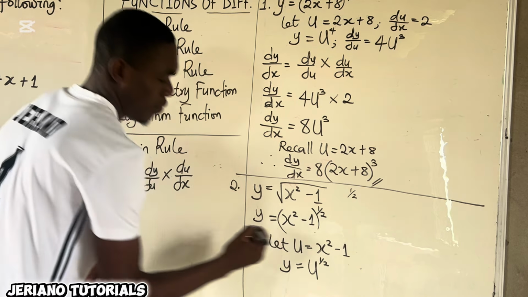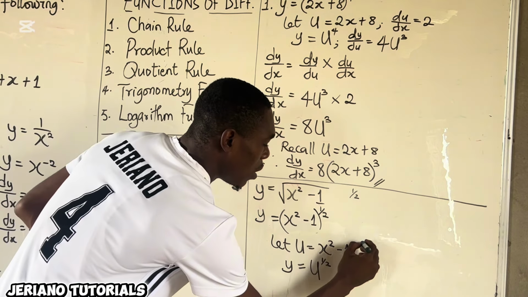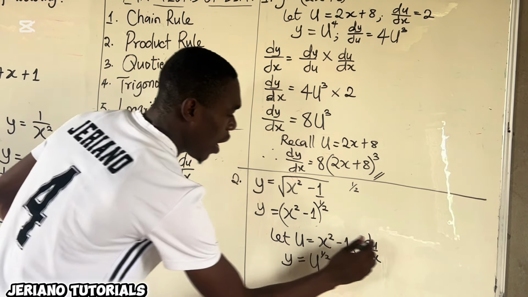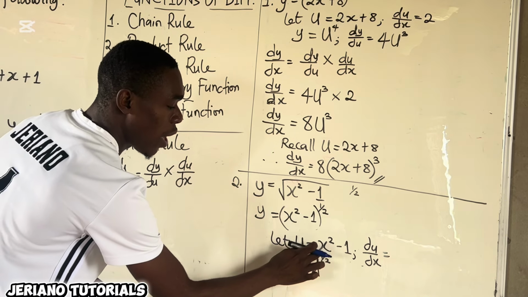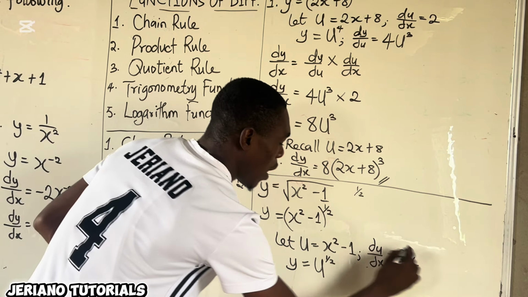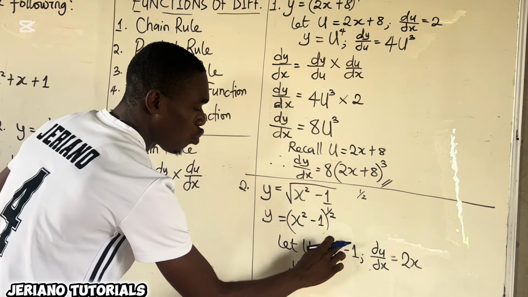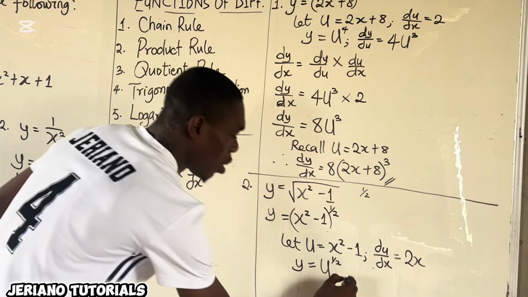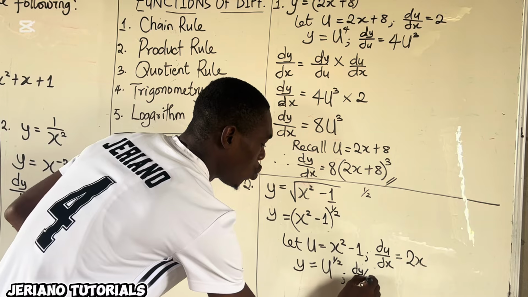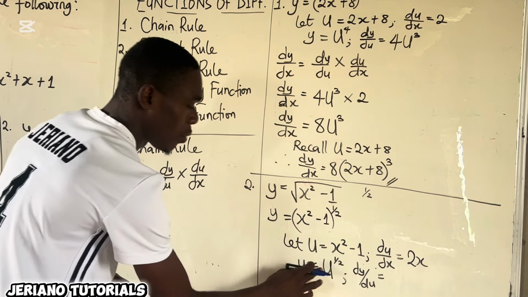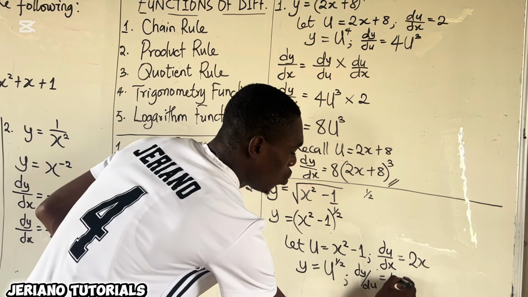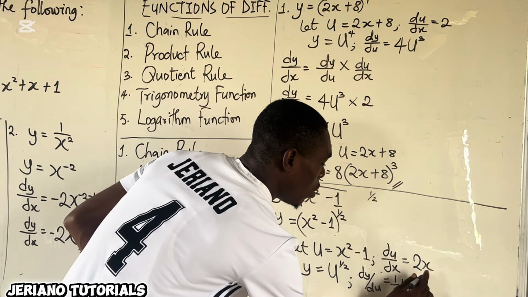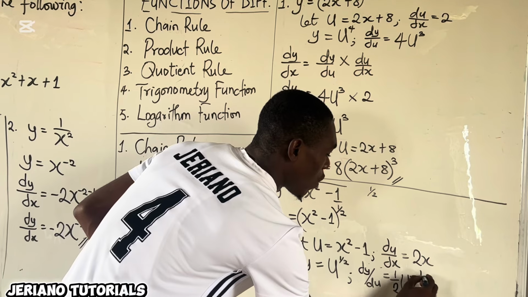Now, as I said, du over dx becomes 2x: the 2 goes to the back, 2 minus 1 is 1, which gives 2x, and the minus 1 is trashed out. Now we differentiate y with respect to u. dy/du becomes half goes to the back, 1 over 2, u to the power of half minus 1, which is minus half.